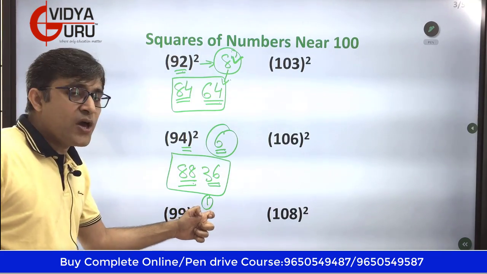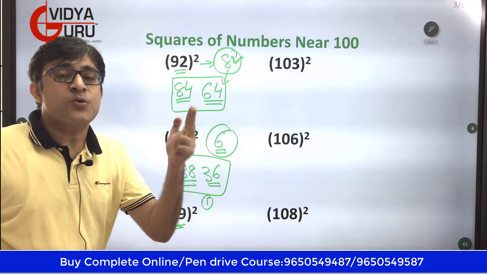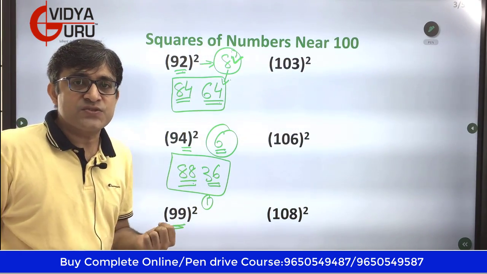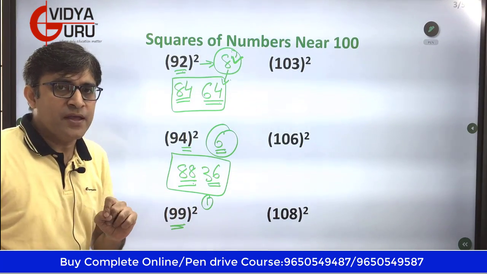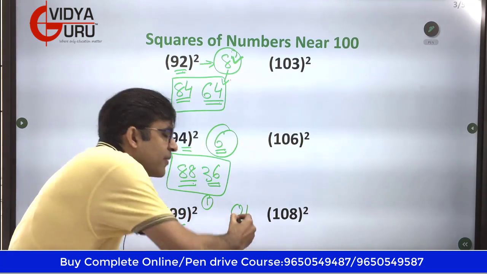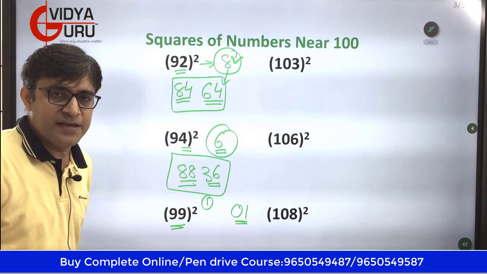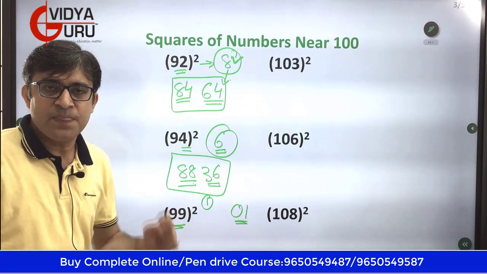What is the square of 1? The square of 1 is only 1. But we require the last two digits. So the square of 1, which is 1, will be written as 01, because I wanted the last two digits. That is why I am writing it as 01 and not just 1.